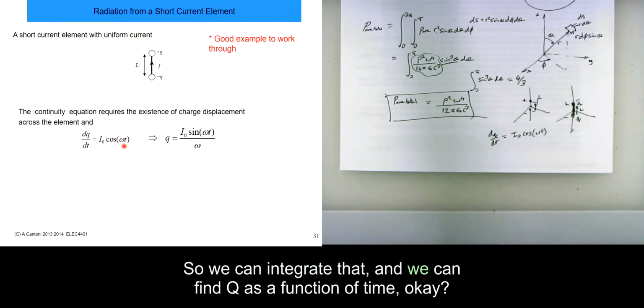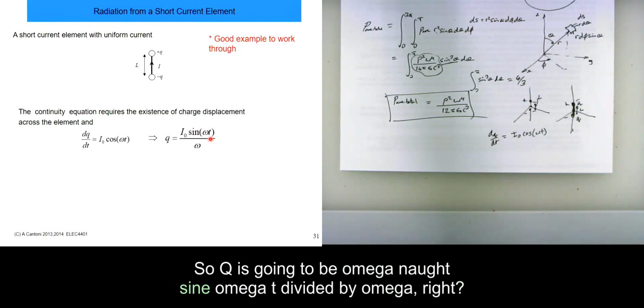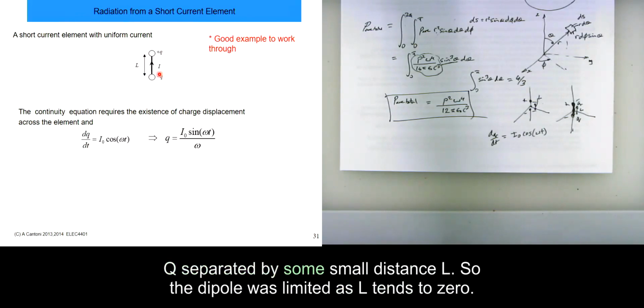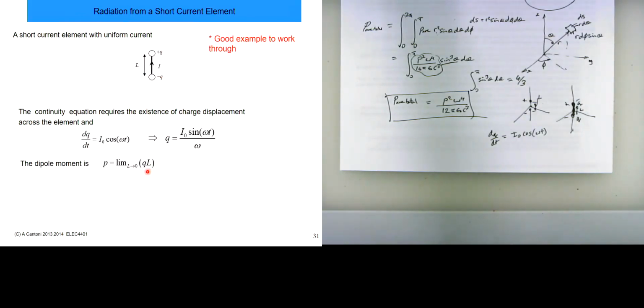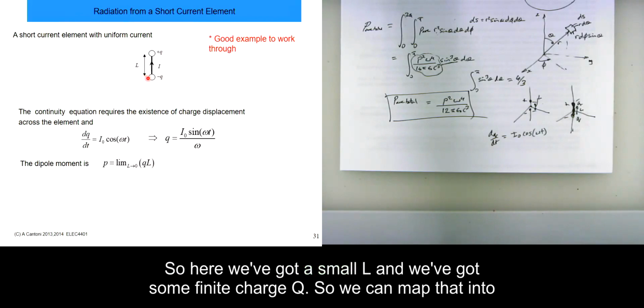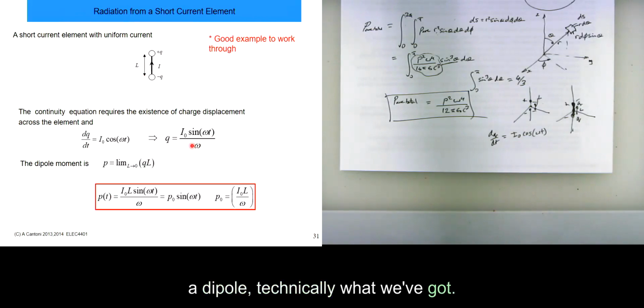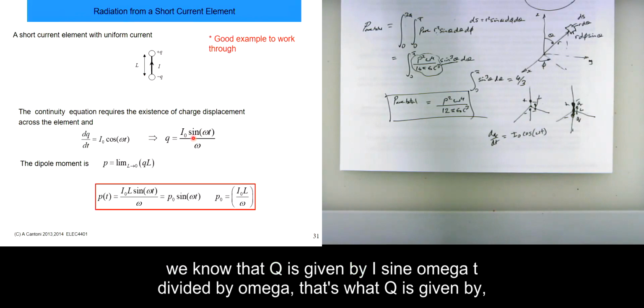So we can integrate that and find q as a function of time. q is going to be I naught sine omega t divided by omega. And remember, when we defined what a dipole was, we defined it as a charge q separated by some small distance L, with the dipole being the limit as L tends to 0. Here we've got a small L and some finite charge q, so we can map that into a dipole. Now we know that q is given by I naught sine omega t divided by omega.